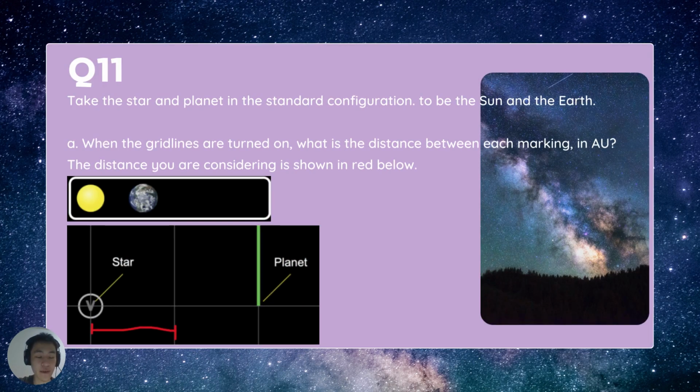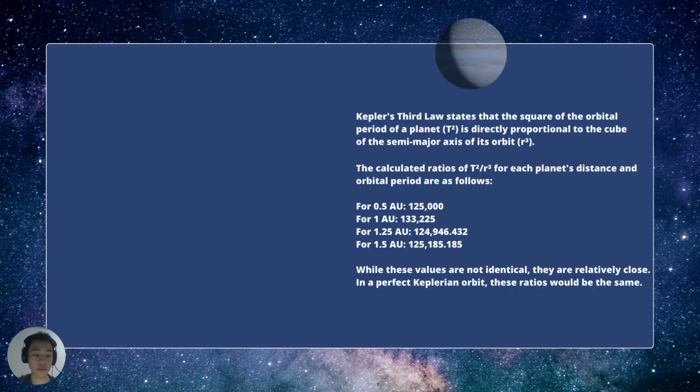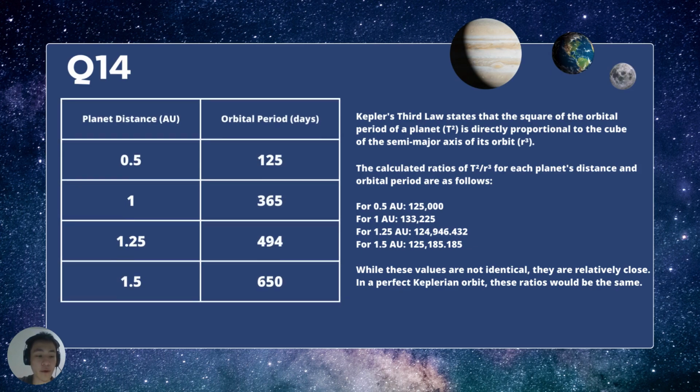So for question 11, as we all know, the standard unit between the Sun and Earth is one astronomical unit, so-called 1 AU. But as you can see, there are two gradient lines between the star and the planet. So each gradient would represent 0.5 AU. And for question 14, I listed four different planet distances in AU, and I also used the simulator to find out their orbital period in days.